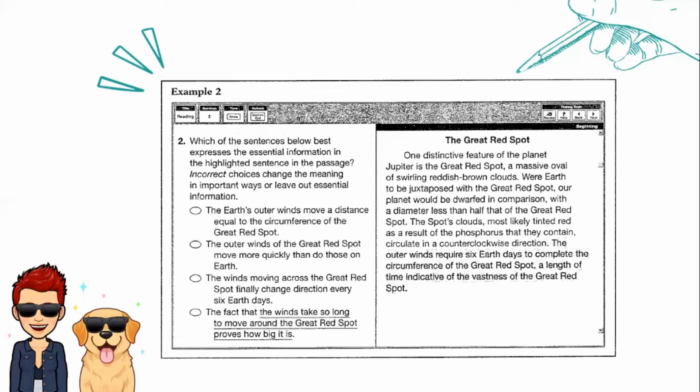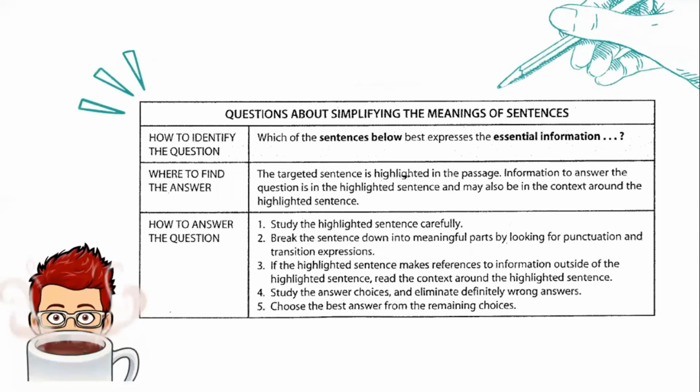This is a little bit tricky, but again, once you practice understanding what is essential and what is not essential information, you answer these kinds of questions very quickly. I have here a way to identify these questions. They always appear like this. Which of the sentences below best expresses the essential information? And that's it. There's no other way they are going to be on the exam for you.